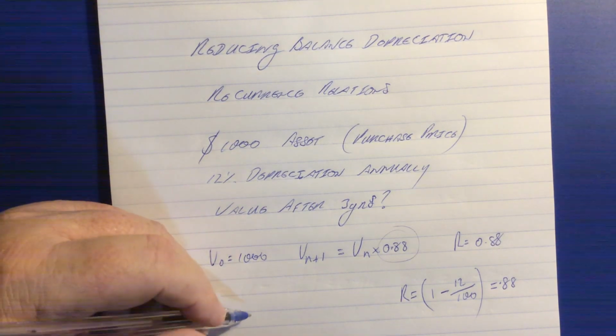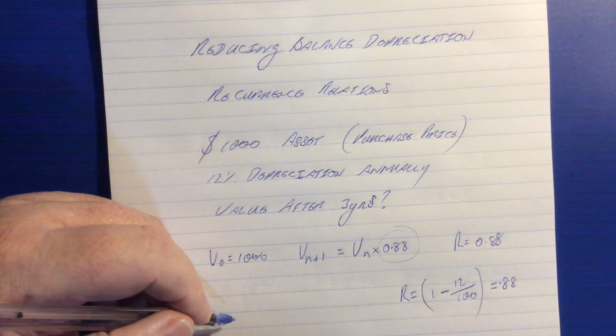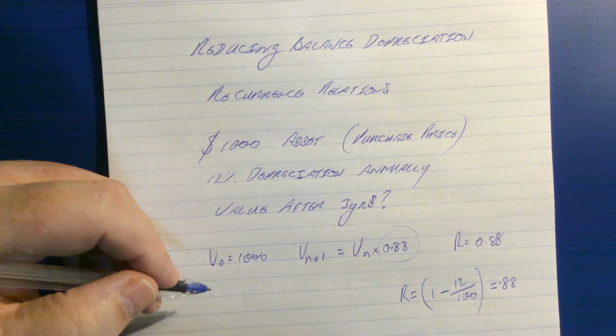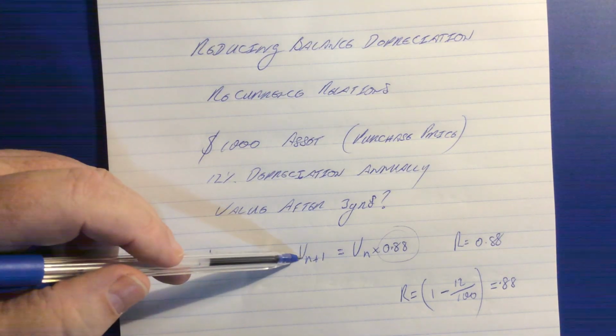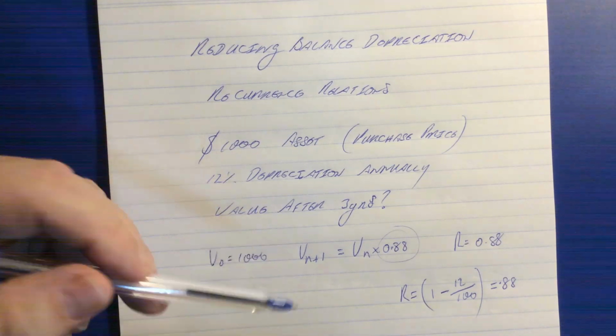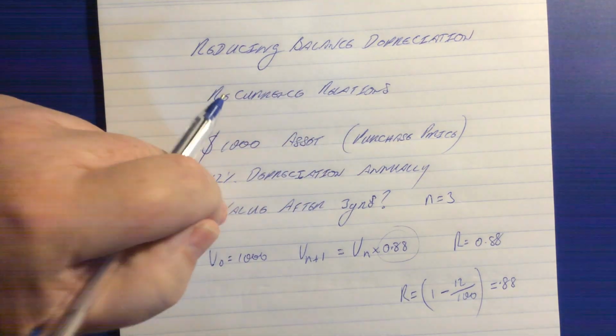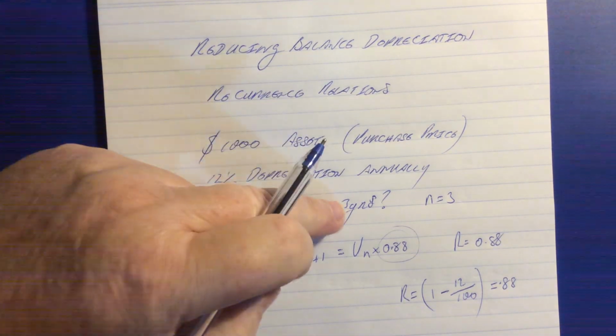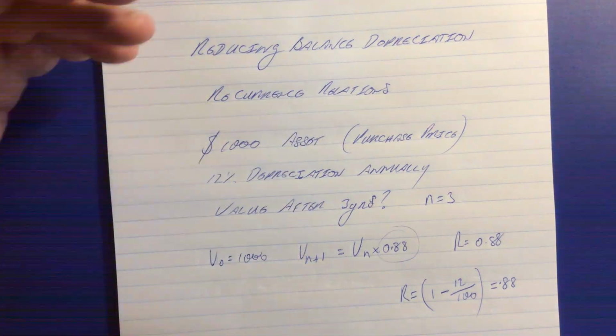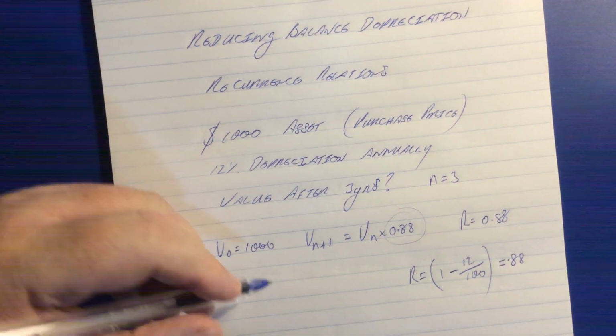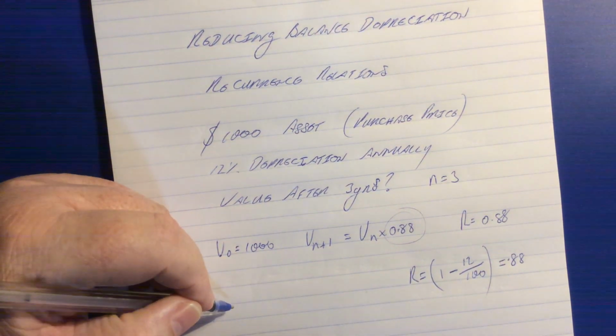So, the only other thing that we need to know is how many times we have to go through the recurrence relation. And the answer is 3. N equals 3. There are 3 annual periods because we're looking for the value after 3 years. Now, so let's set this up.